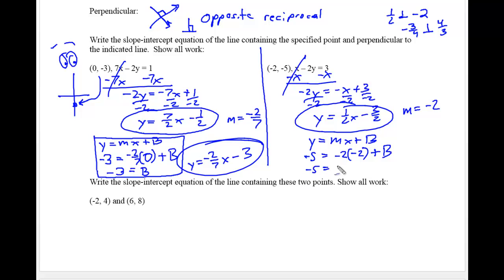So -5 equals 4 plus b. Subtract 4 from both sides. Sorry, we ran out of room there. And this gives me an answer of -9 equals b. So my second answer is going to be y equals -2x minus 9. So there we go. There's our two lines. The first line and second line have opposite reciprocal slopes, so they are perpendicular. They do also happen to have different y-intercepts, which isn't always the same with perpendicular.